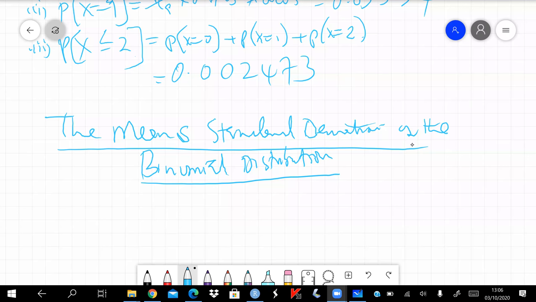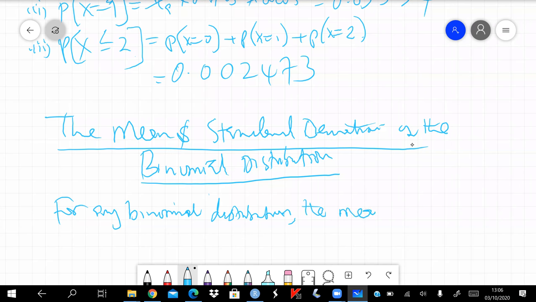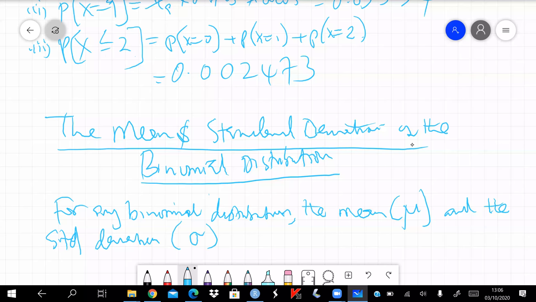So the last part of today's lesson will be on the mean and the standard deviation of the binomial distribution. And we say that for any binomial distribution, the mean, denoted by mu, and the standard deviation, denoted by sigma, are given by the following formulas.